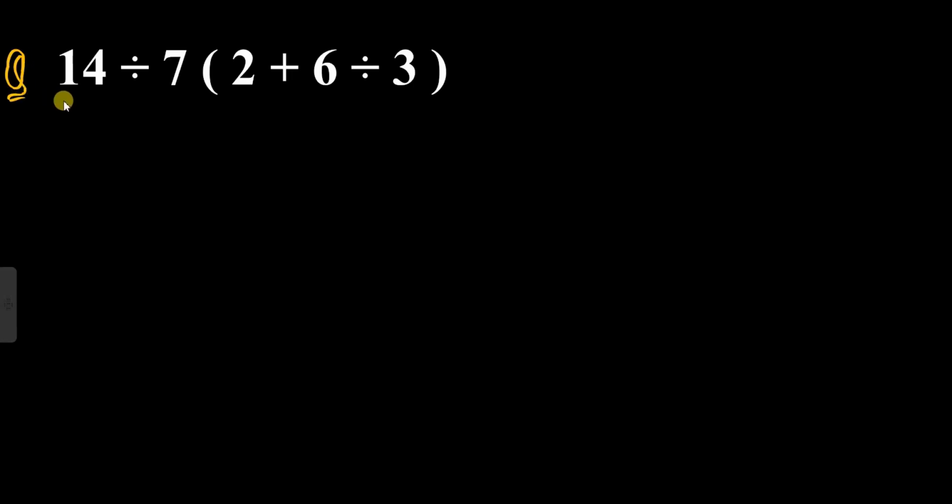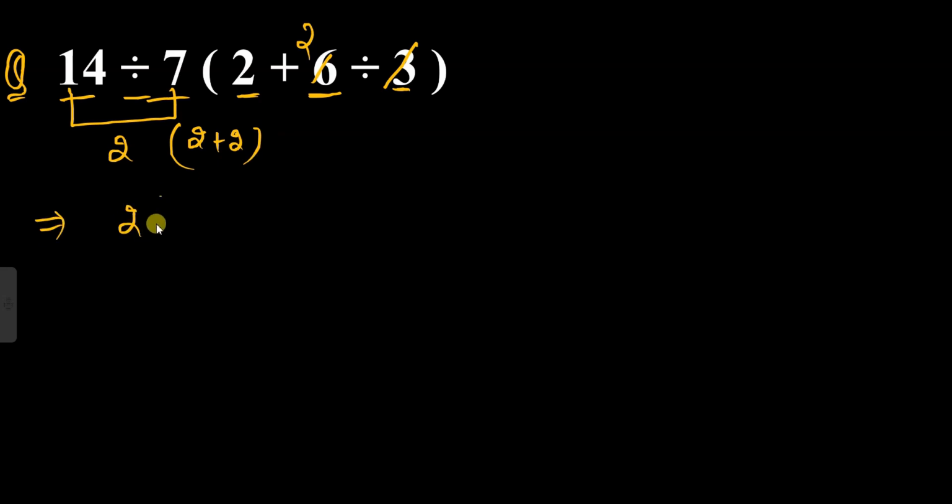The question is 14 divided by 7, and inside the brackets, 2 plus 6 divided by 3. Now let's solve it. 14 divided by 7 will be 2, and inside the brackets, 2 plus 6 divided by 3, so here 6 will be divided by 3, which is 2 times. Now it's 2 plus 2. Let's solve it further. 2 plus 2 will be 4.